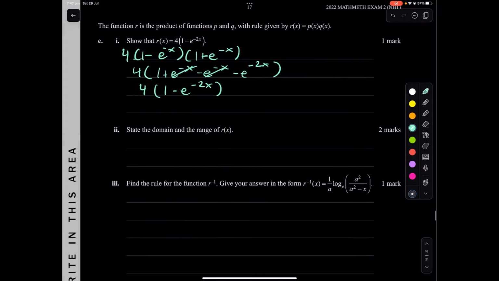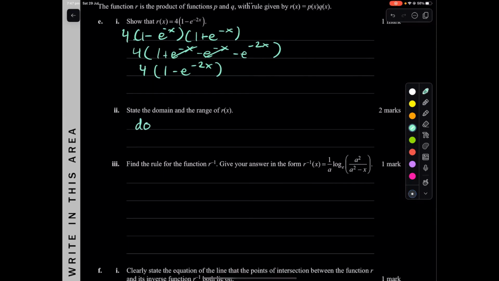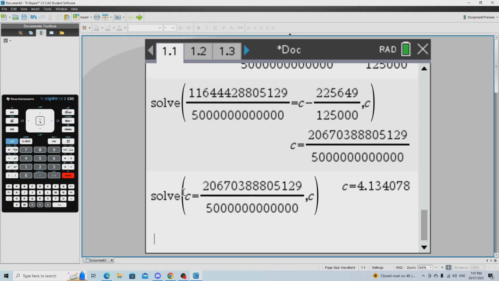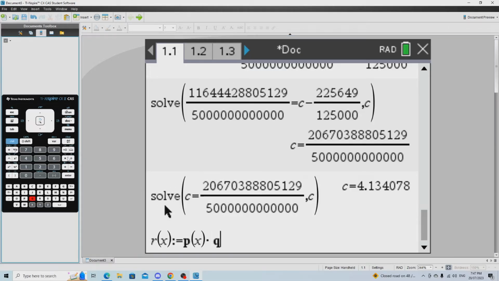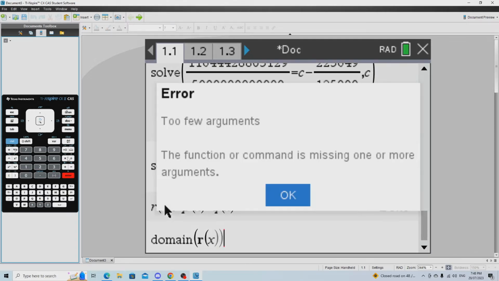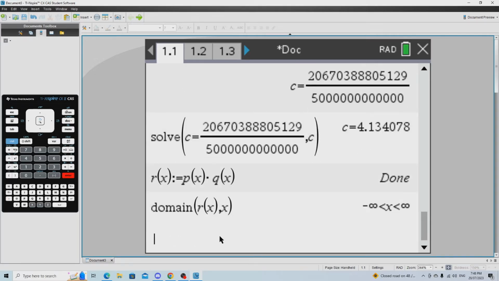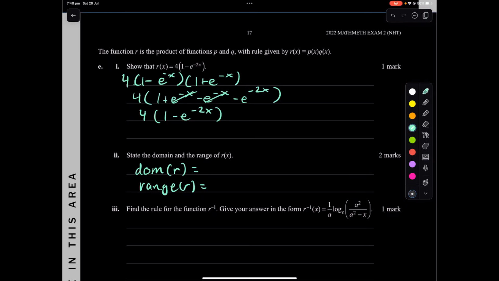So to do that, we can say the domain of r and the range of r. By calculator, I know that r of x is given as p of x times q of x. So we can say the domain of r of x is negative infinity to 3, so it's all reals.